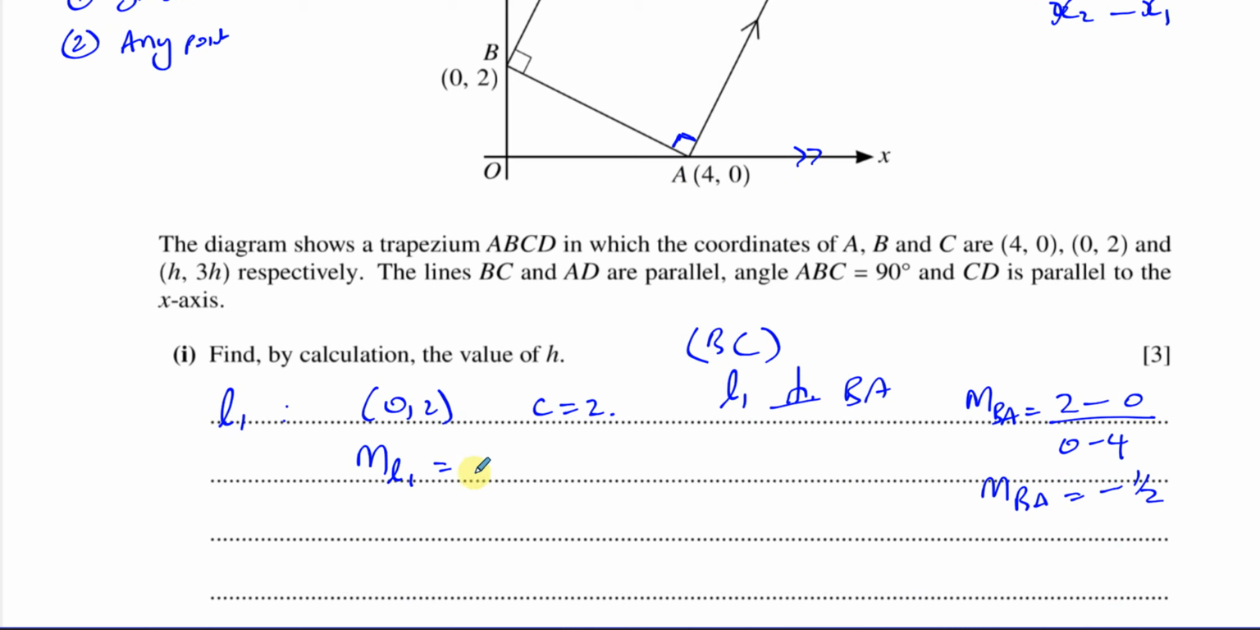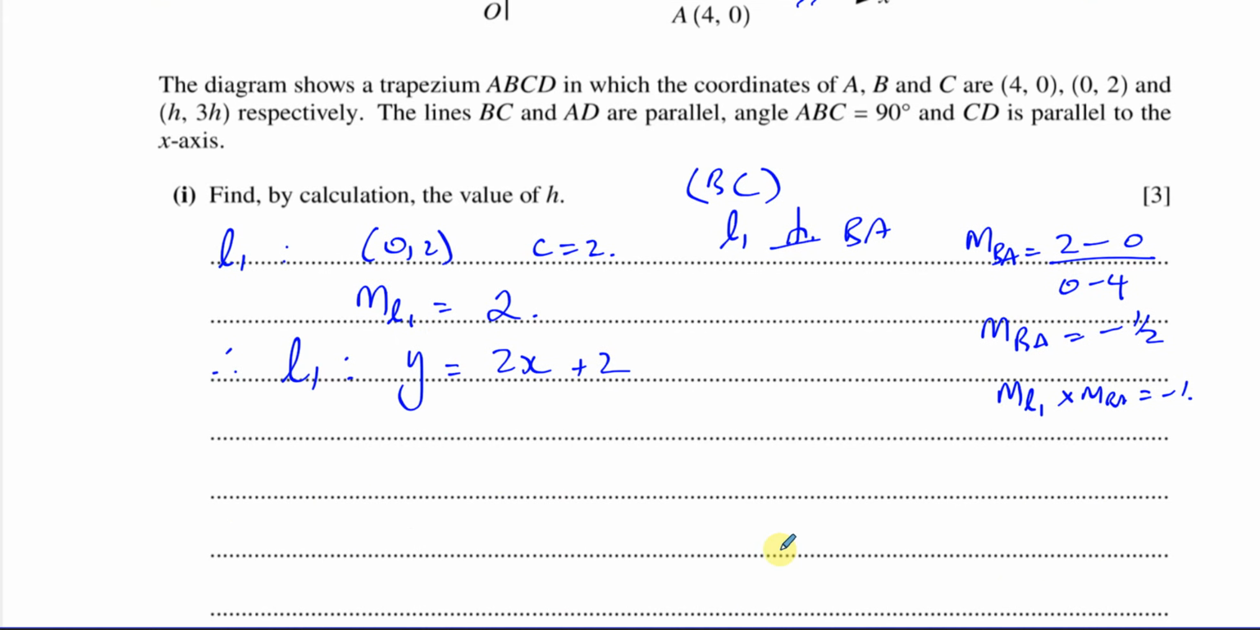So therefore, the gradient of line 1 is going to be the negative reciprocal, which is 2. I know that the gradient of line 1 times the gradient of BA has to give you -1, so it must be the negative reciprocal. Therefore, we can say that line 1 has the equation y equals 2x plus 2. That's the equation of line 1.